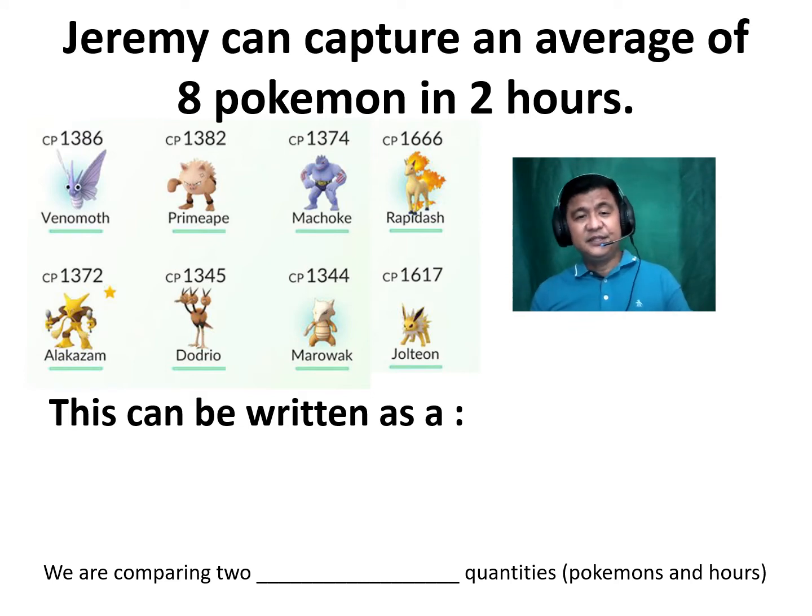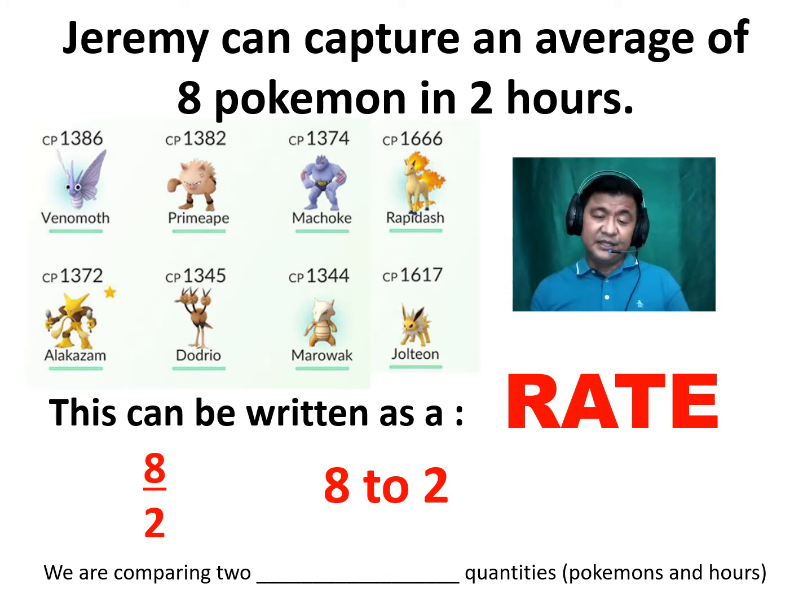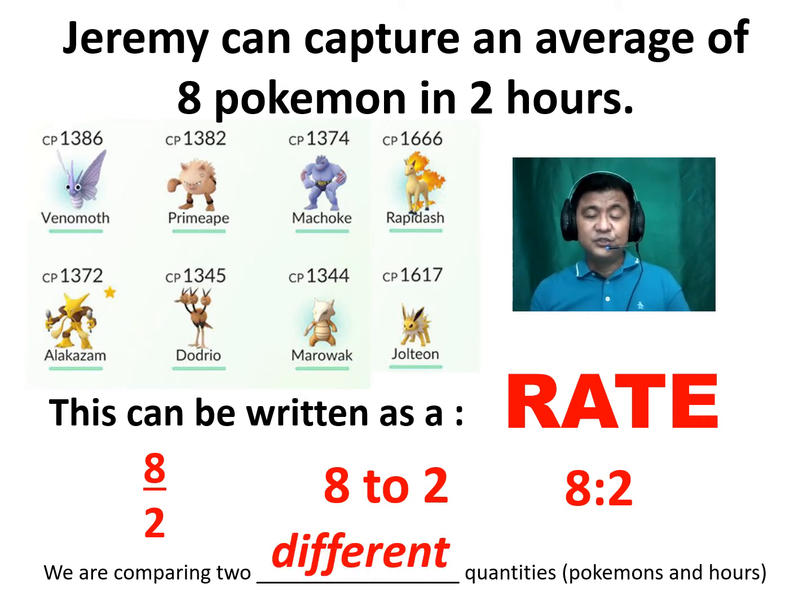Now, Jeremy can capture an average of 8 Pokemons in 2 hours. So how can you write that? You could write it as a rate, right? You compare two things. So these are 8 over 2, 8 Pokemons over 2 hours. You could write 8 to 2. The first one is as a fraction. The second one using the word "to", or you could use the colon, 8:2. We are comparing two different quantities, the Pokemons, but it's related to the hours.